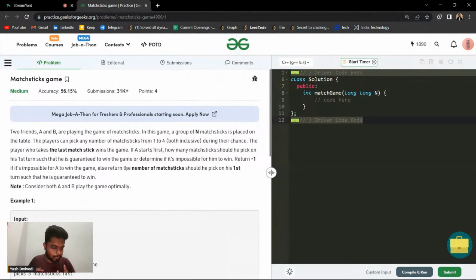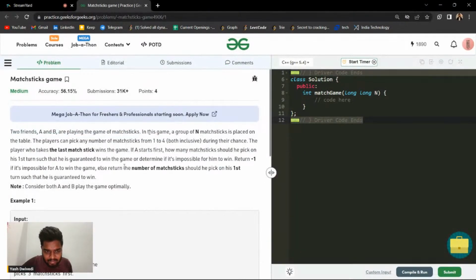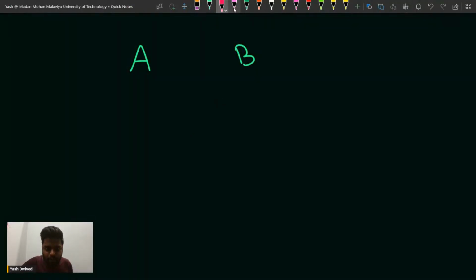Now, what does this problem say, right? First of all, the problem is based on game theory concept. It says that two players A and B are playing the game of matchsticks. So there are two players, a player A and a player B. Now after that, it says that in a game there are n matchsticks, right? So total, how many matchsticks are there? N matchsticks are there, right?